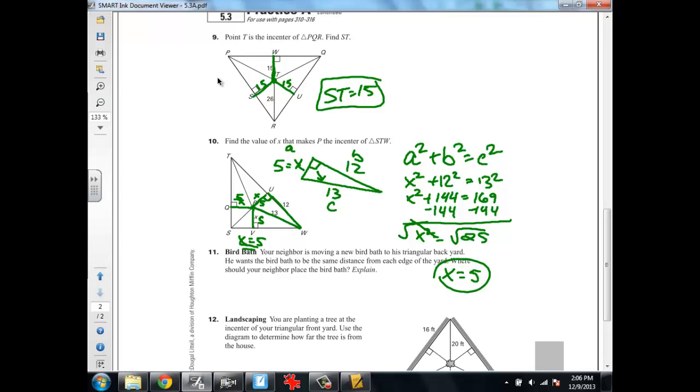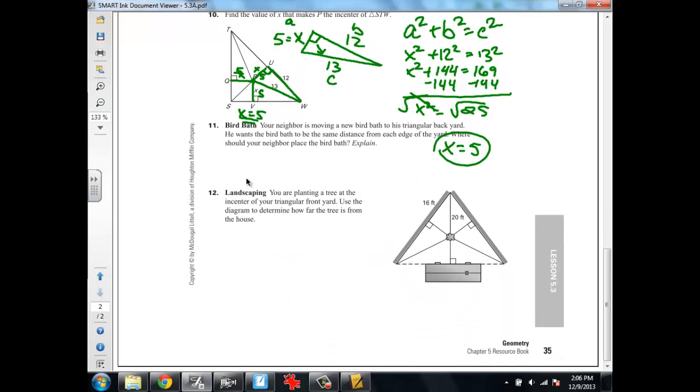Number 11. Your neighbor's moving a new bird bath to his triangular backyard. I don't have a picture, so I'm going to draw one. I don't know what it looks like, but he's got a triangular backyard. He wants the bird bath to be the same distance from each edge of the yard. Where should your neighbor place the bird bath? Same distance to each edge of the yard, each side. What's that? At the circumcenter.